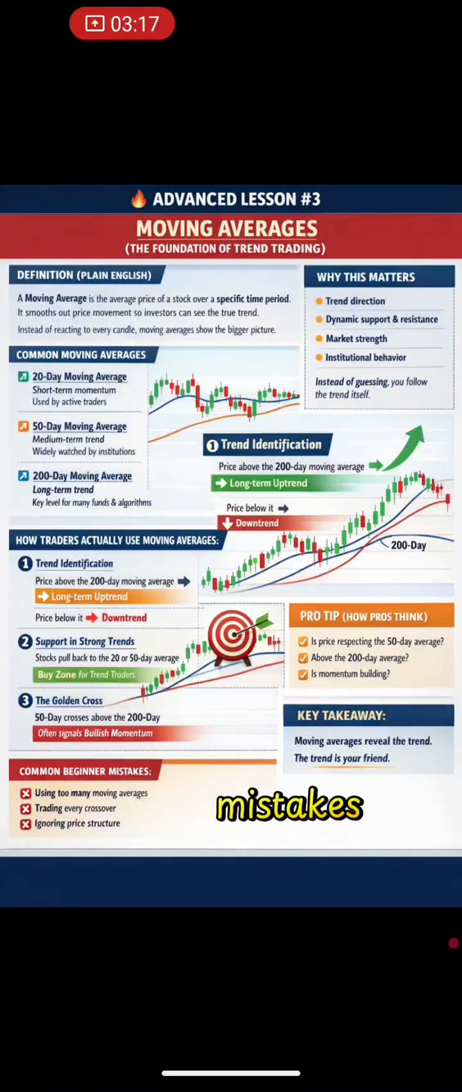Common beginner mistakes. Using too many averages. You just need a few, you might need just 3, that's it, max, because you'll have too much stuff on your screen. Trading every crossover. Don't trade every crossover.